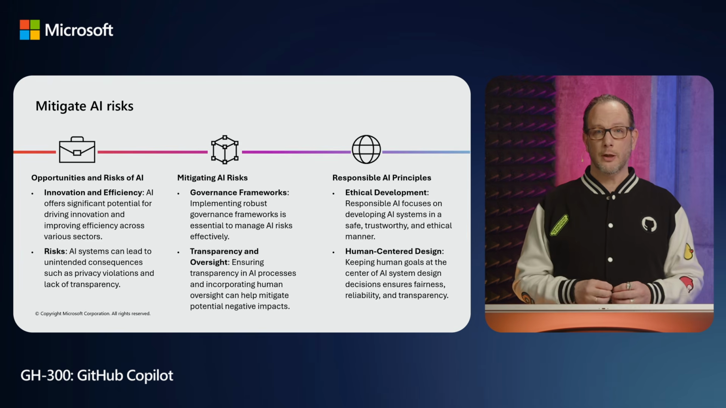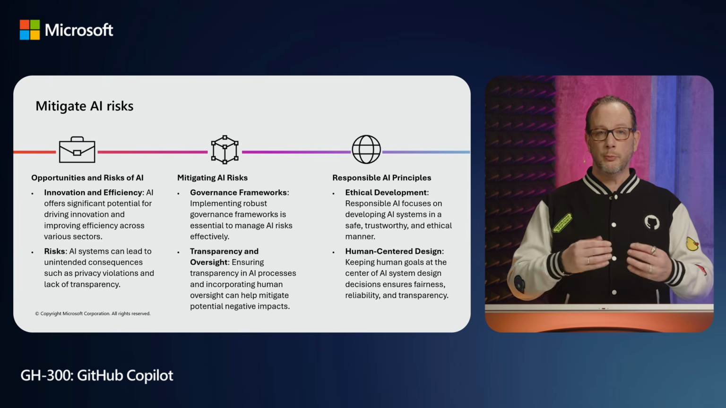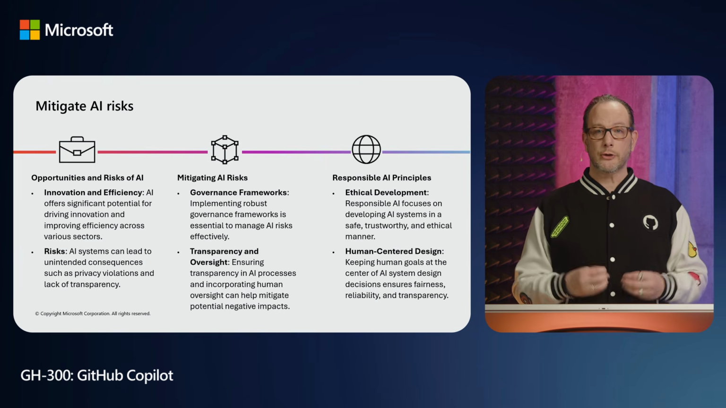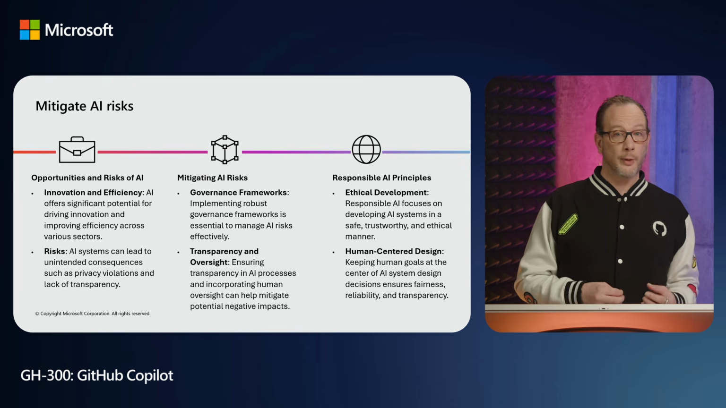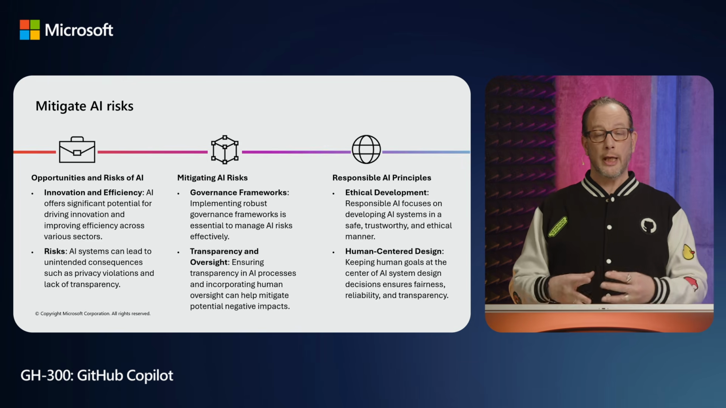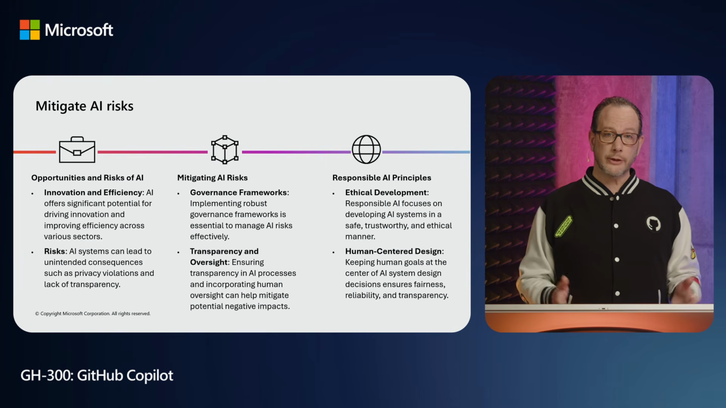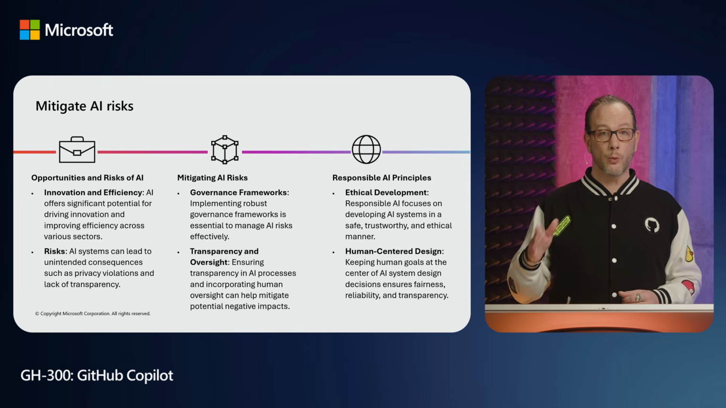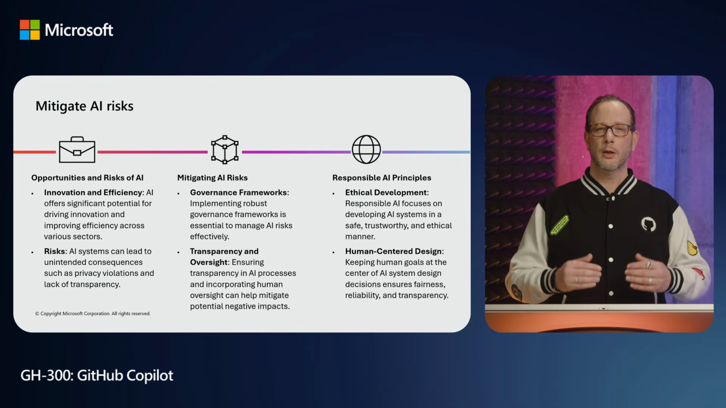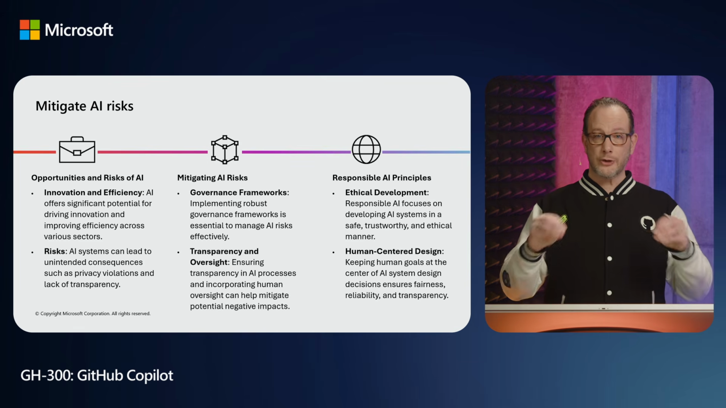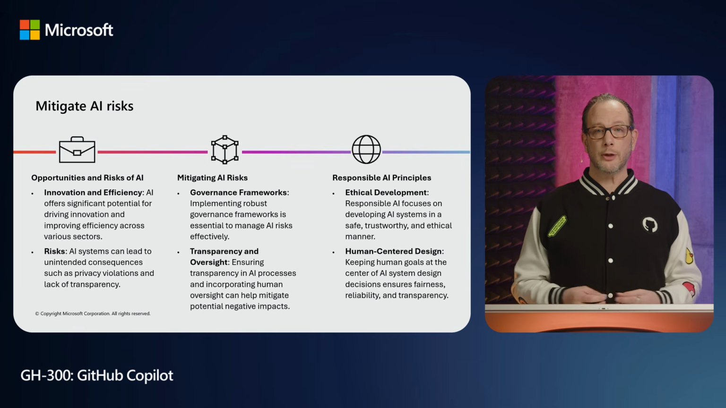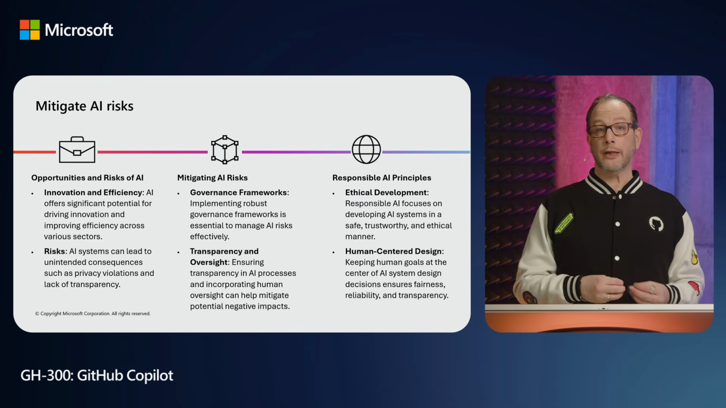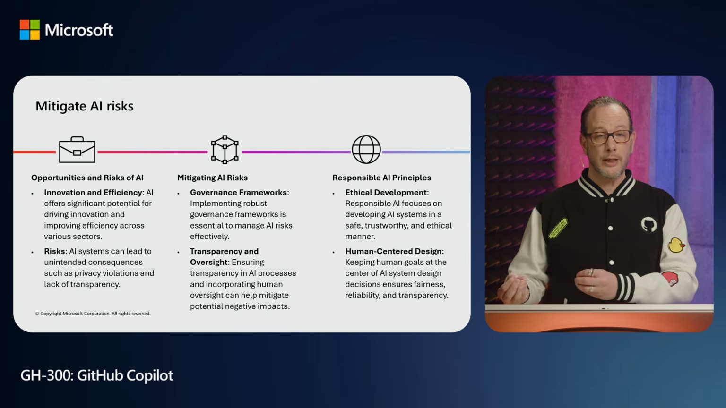Using AI effectively also means being intentional. Being intentional about managing risk. Governance frameworks help organizations like yours define how AI tools like GitHub Copilot are being used, but also monitored and reviewed. By applying policies, oversight, and clear accountability, teams can reduce unintended outcomes while still encouraging innovation. Responsible AI principles play a central role here. Keeping humans in the loop, ensuring transparency, and maintaining ethical standards help organizations use AI safely and reliably.